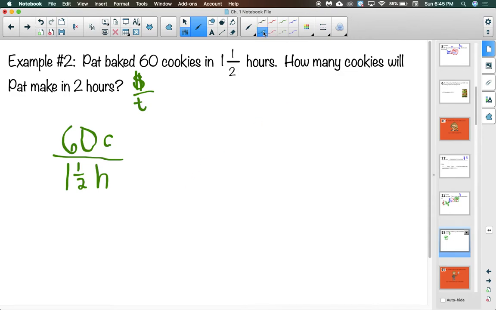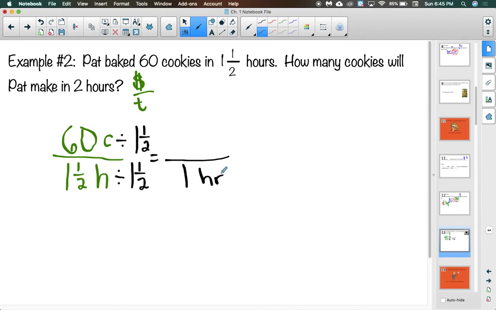Now what we want to do first is to figure out how many cookies Pat can bake in 1 hour, and then we can use that unit rate to figure out how many cookies she can make, or he can make, I don't know if Pat's a girl or a boy here, in 2 hours. So we will divide by the number in the denominator. So we're going to divide by 1½. Every time we want to find a unit rate, we divide by the number in the denominator. Okay, 1½ divided by 1½ is 1. And that's the first thing we need here, we need our unit rate.